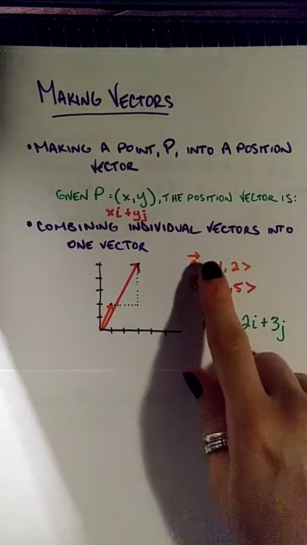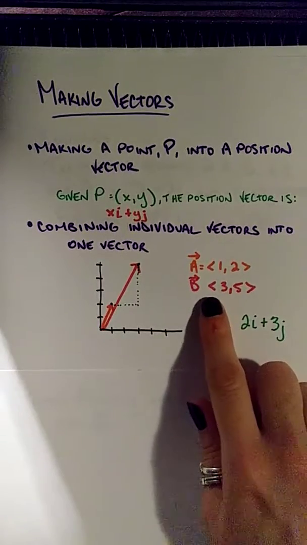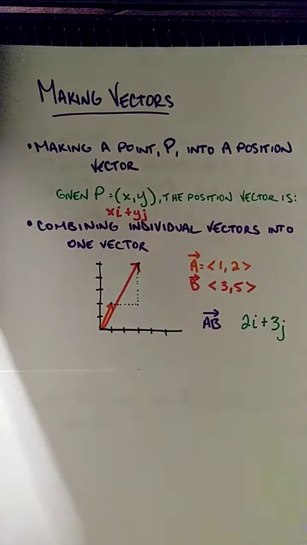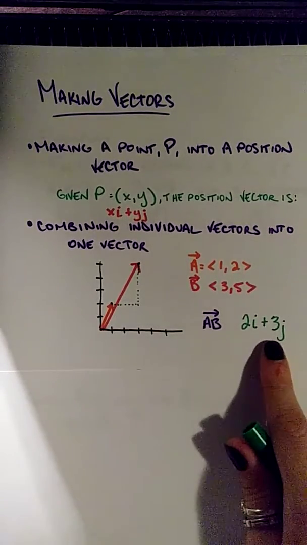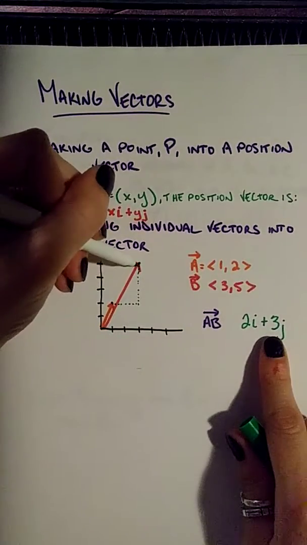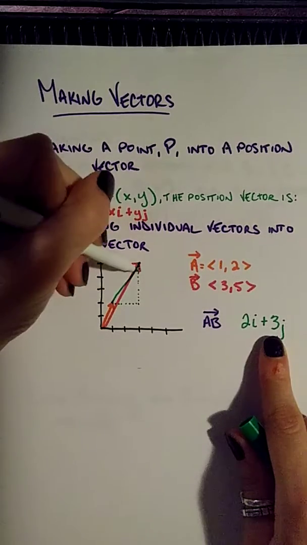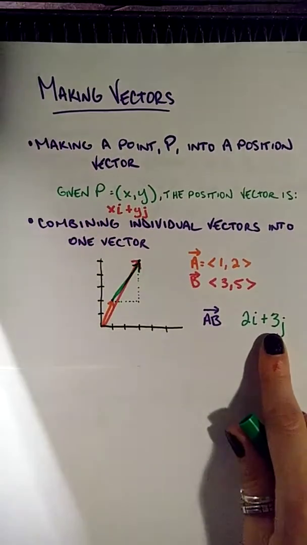So if I take vector A and I move to vector B, this is the resulting vector. I had to go over 2i and 3j, and that would bring me this direction, connecting those two vectors.